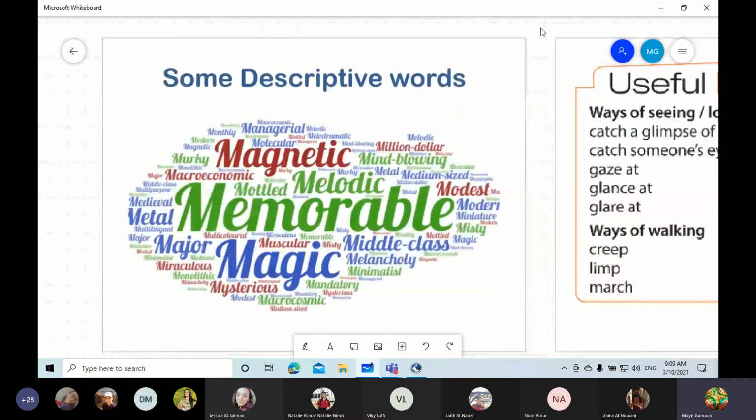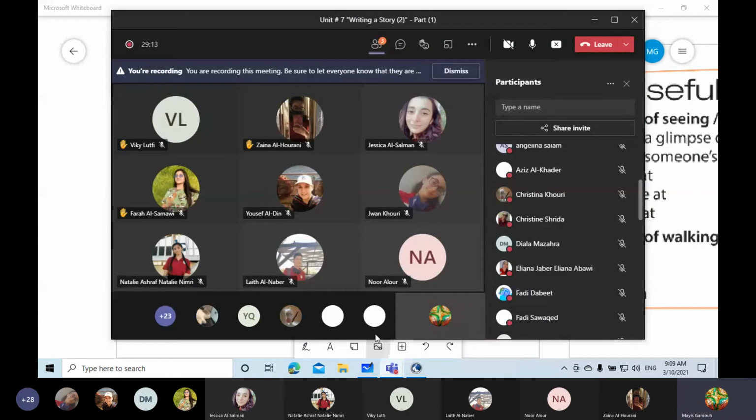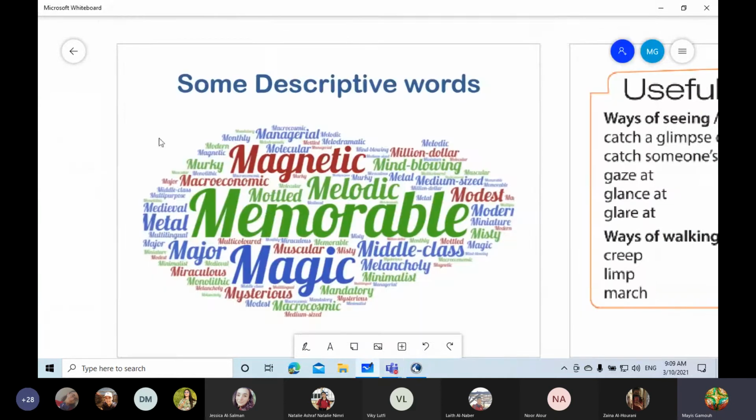Let's go to the next slide, which is about some descriptive words. So who can read a couple of these words? Let me see and see how strong they are. Let me see hands. Vicky, can you read a couple of them? Yes, teacher. Magic. Magnetic.